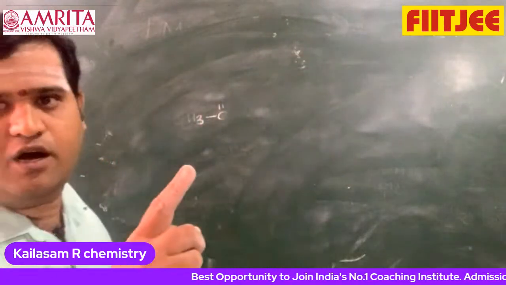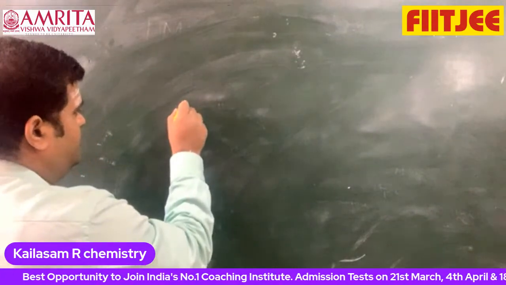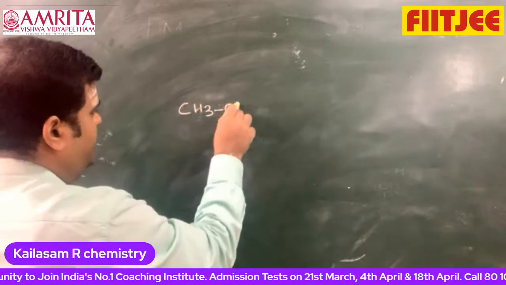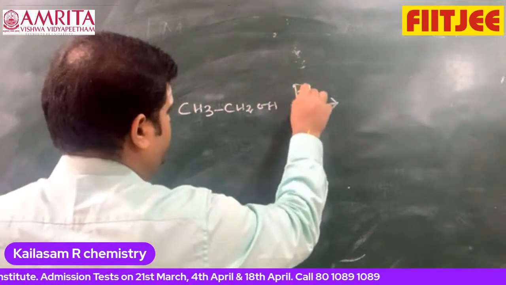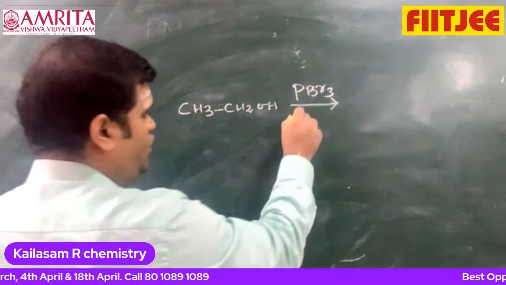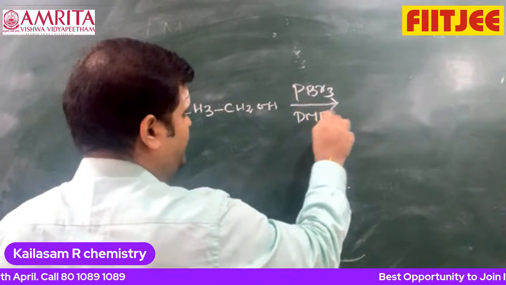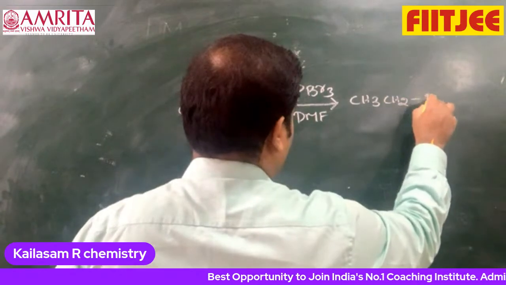In properties of alcohol, first we'll be going with alcohol reacted with a very simple example, CH3CH2OH. I'm going to use PBr3, phosphorus tribromide, using DMF solvent. This follows an SN2 mechanism. We'll be getting CH3CH2Br.